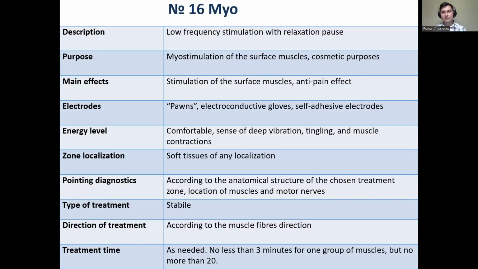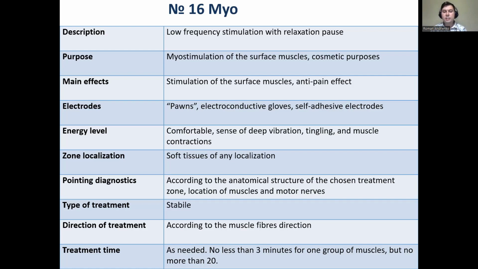Preset number 16, Myo. This is the most universal myostimulation preset, and it is intended for myostimulation of the surface muscles, sometimes for cosmetology purposes, for small muscles in the face or other parts of the body. Here we use any kind of electrode, basically, comfortable level of energy. We need to achieve the tingling, the muscle contractions in this case. We treat the soft tissues of any localization or any muscles.